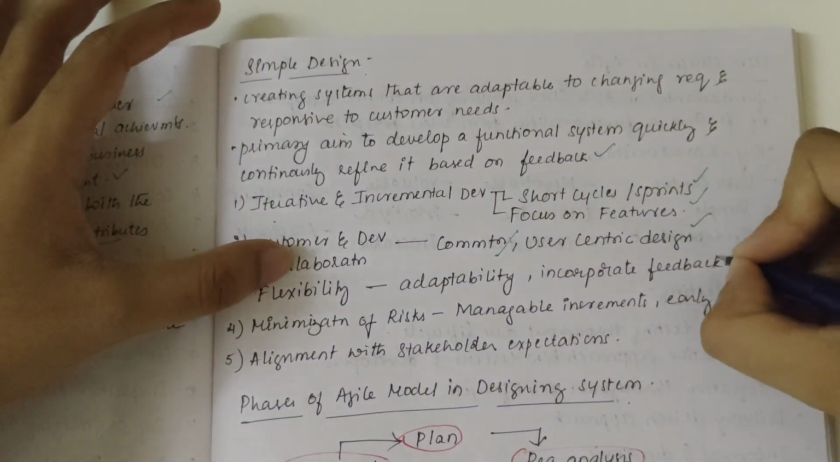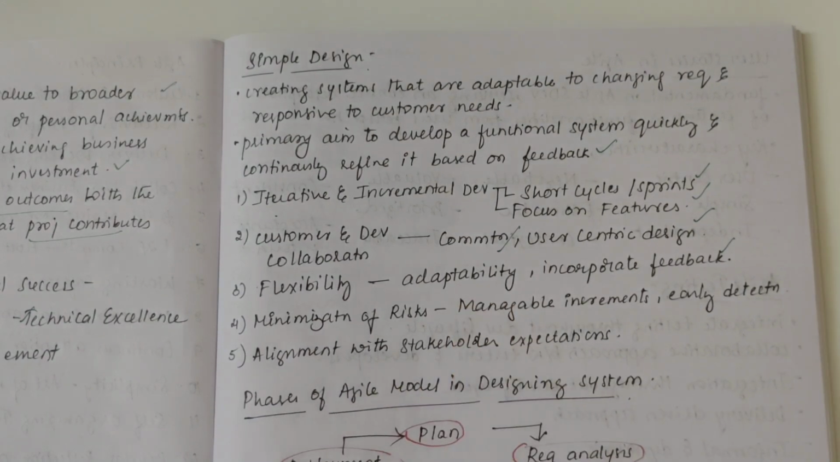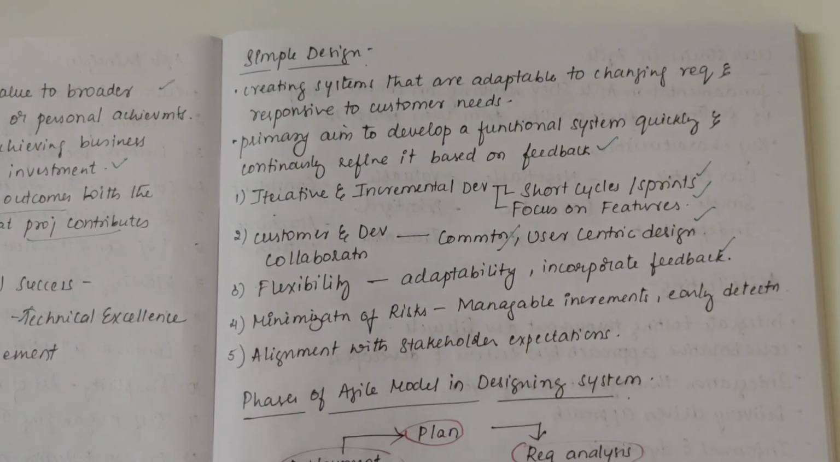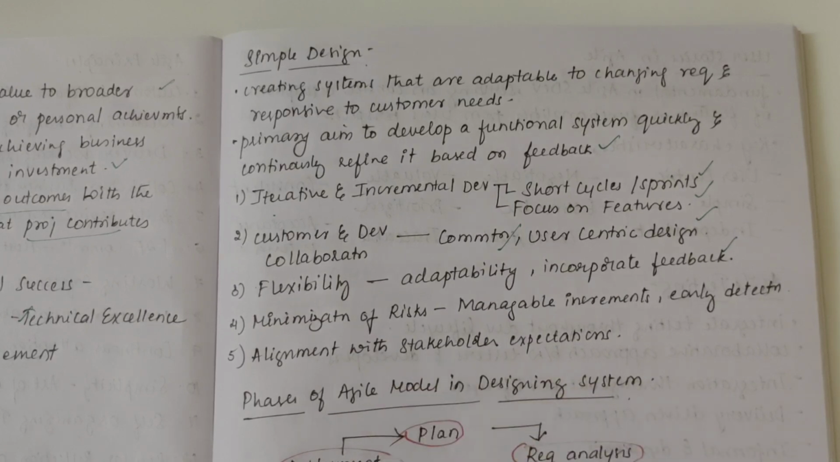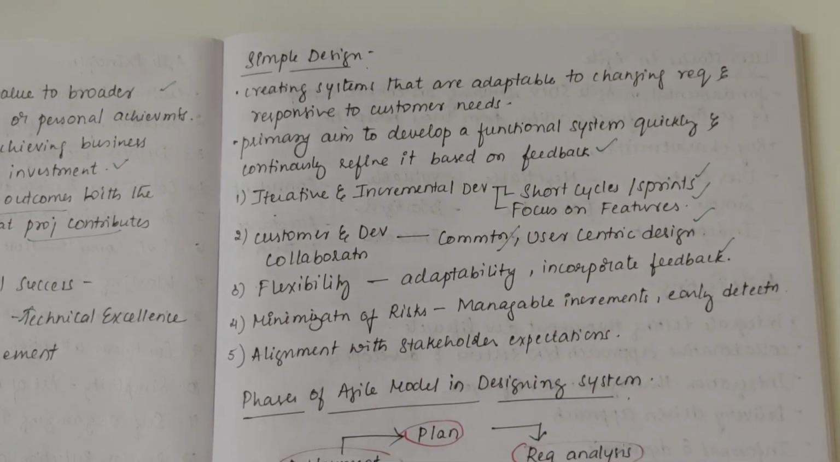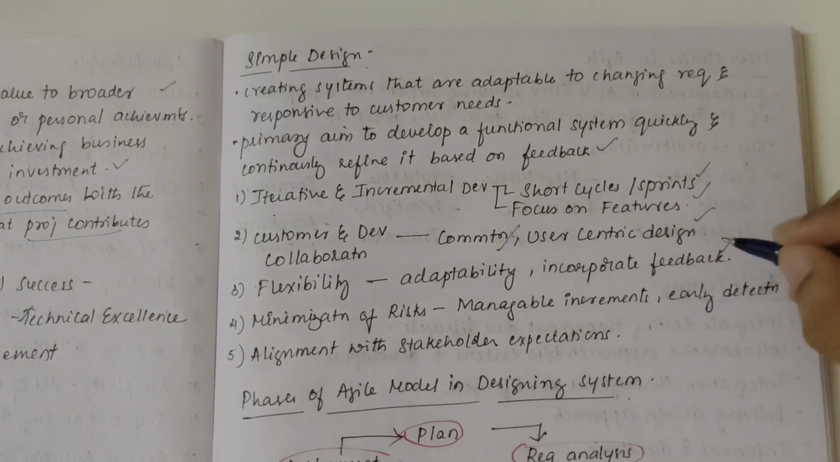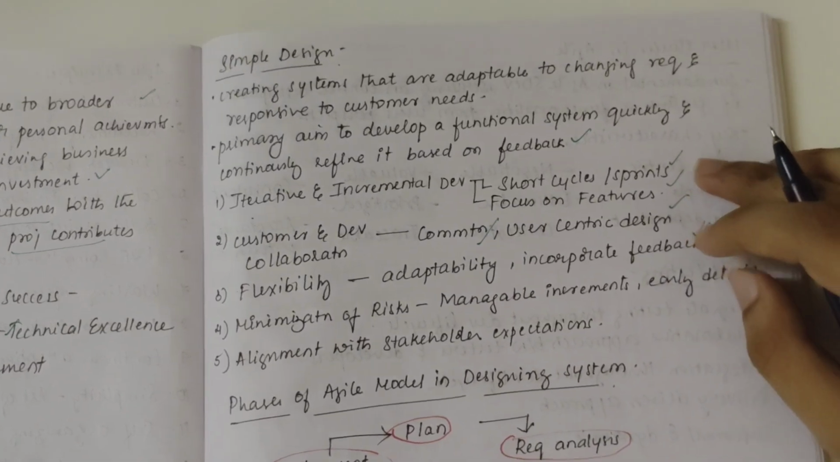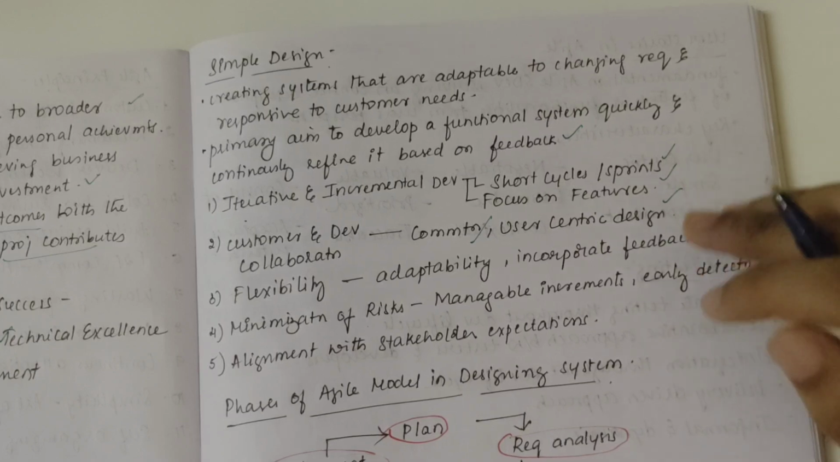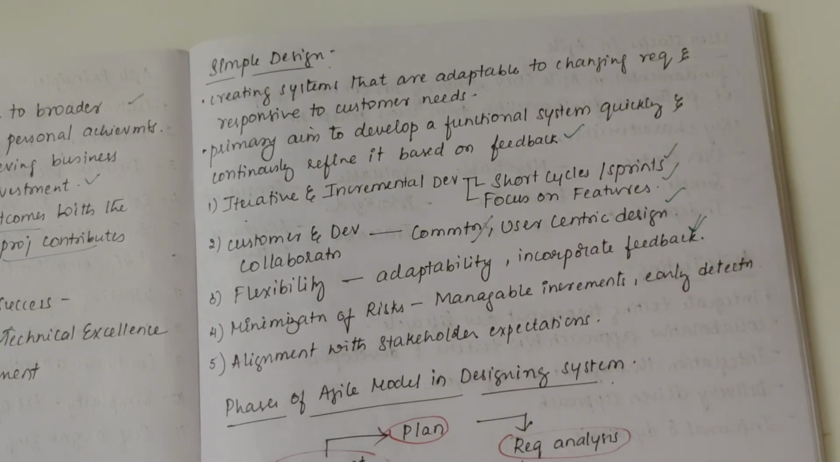If this is the case, then we can say that customer and development collaboration is happening properly. Then we have flexibility. The first one we have is adaptability. That is, at the coding stage, if I come and tell you that this change has to be done, then it should be incorporated without any extra efforts. Then we have incorporate and feedback. So it could be incorporated without any extra efforts, and then accordingly feedback should be provided by the user. This feedback would be further taken as input, and then we continuously work on it to minimize the risk.